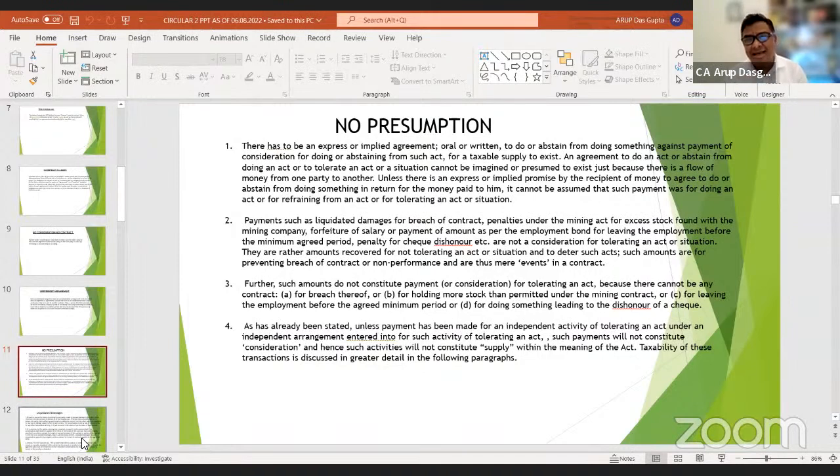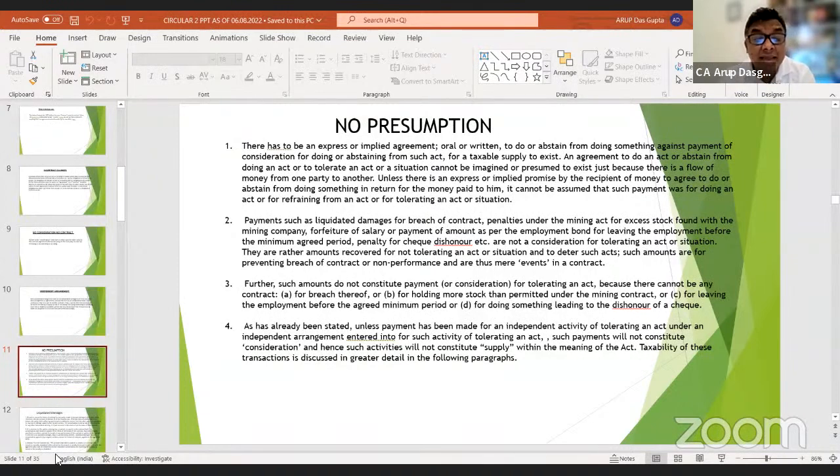So is this an independent arrangement? This is a part of the system. But again, this is a compensation, this is not a consideration. So I'm essentially not rendering any service to the government. So that is what has been clarified here.